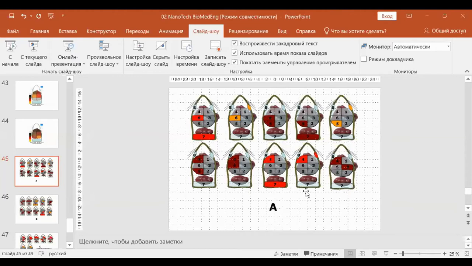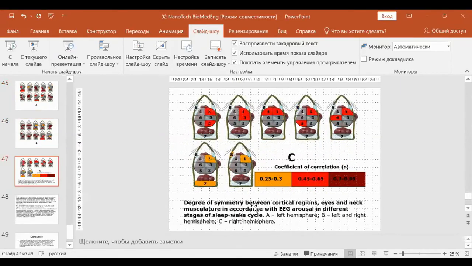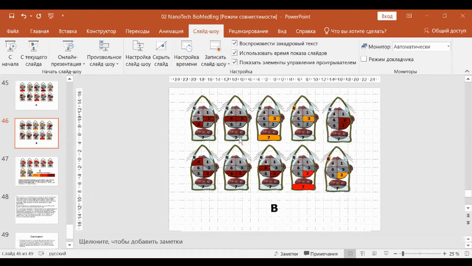unilateral sleep in the wild animal, the northern fur seal, it is evident that arousal is realized in one hemisphere, and correlation is mainly evident intrahemispherically. These are differences in unilateral sleep, left, right, and bilateral. In bilateral sleep, there is evident major correlation in the parietal lobe.